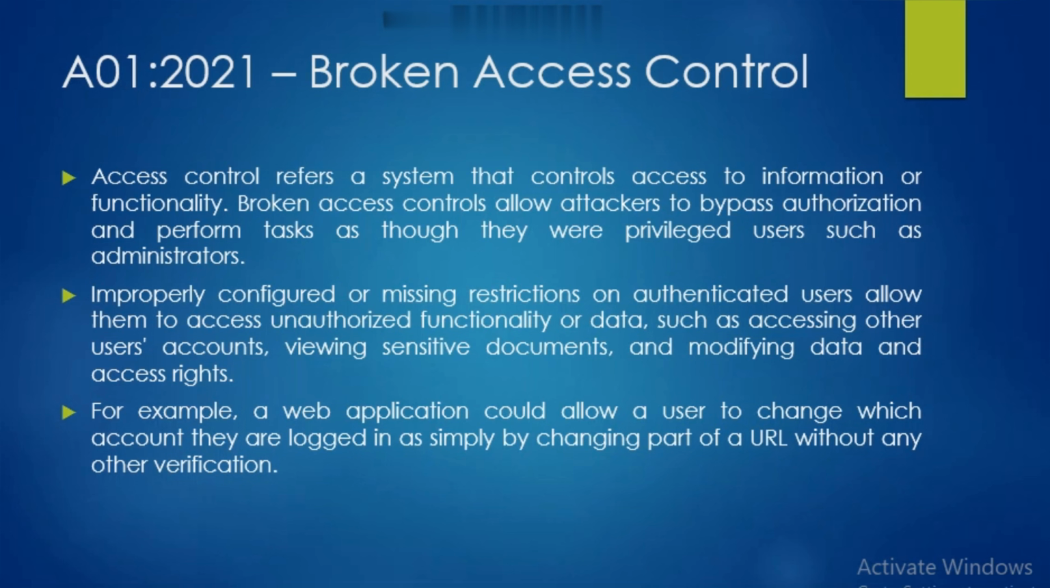Broken access control allows attackers to bypass authorization and perform tasks as though they were privileged users such as administrators. Improper configuration, that is, poor implementation of the access control mechanism, leads to flawed access control, which can be easily exploited. Because of broken access control, unauthorized users can view content they are not allowed to view and can perform unauthorized functions. Even an attacker can delete content or take over site administration.